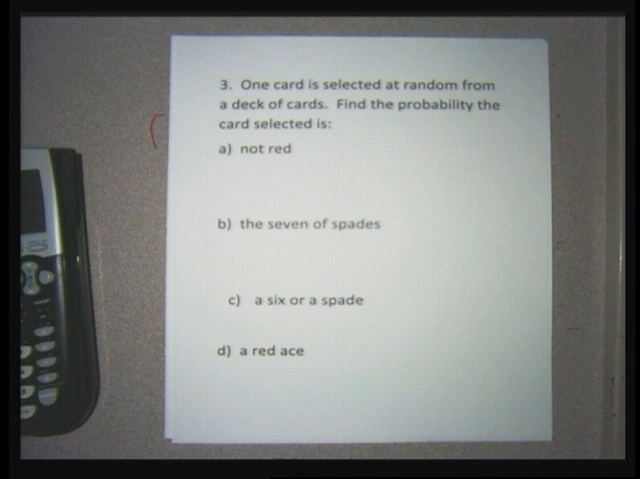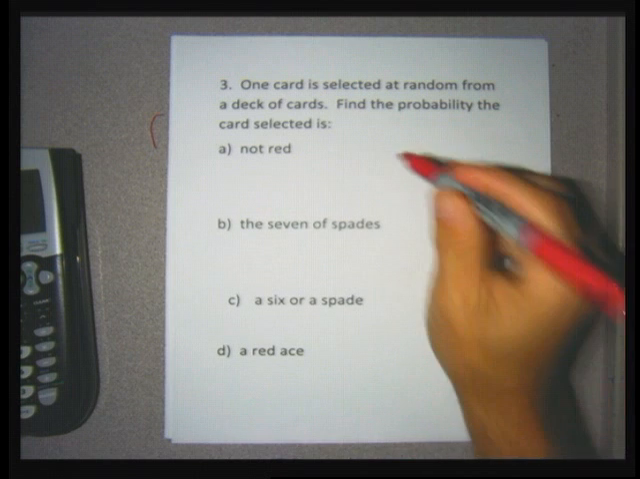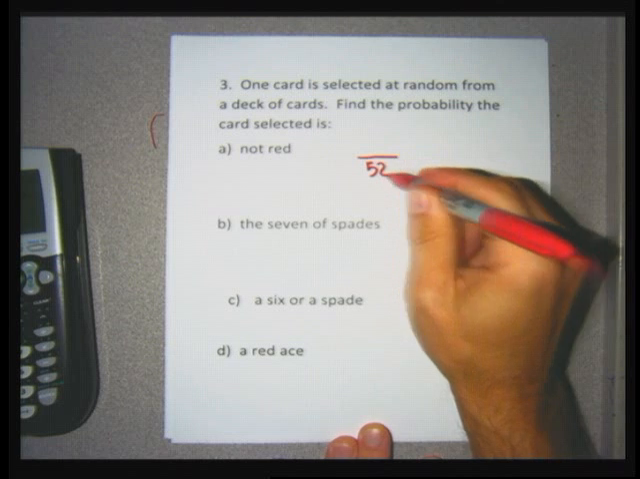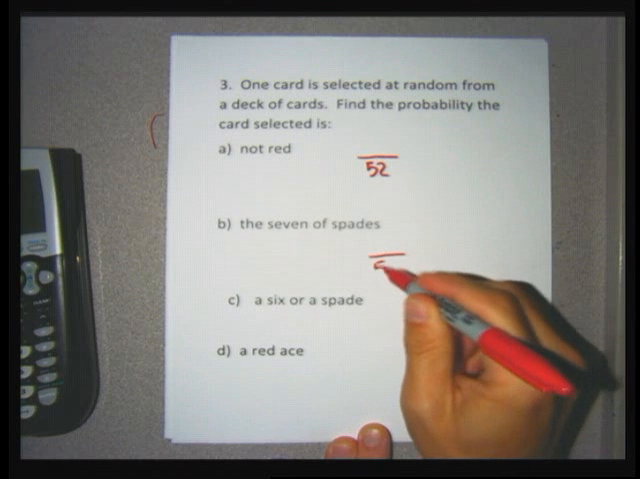Part 3: one card selected at random from a deck of cards, find the probability the card selected is... I have to know something about a deck of cards to answer all of these questions, and each one of these is a probability question. I'm picking 1 card from a deck of cards. These aren't conditional probabilities, so each of the parts of number 3, A, B, C, and D, are going to have 52 in the denominator, and in the numerator, it's going to be the number of cards that have the look that I'm looking for.